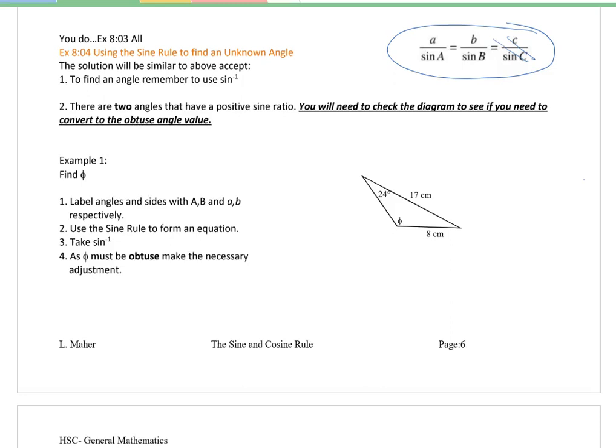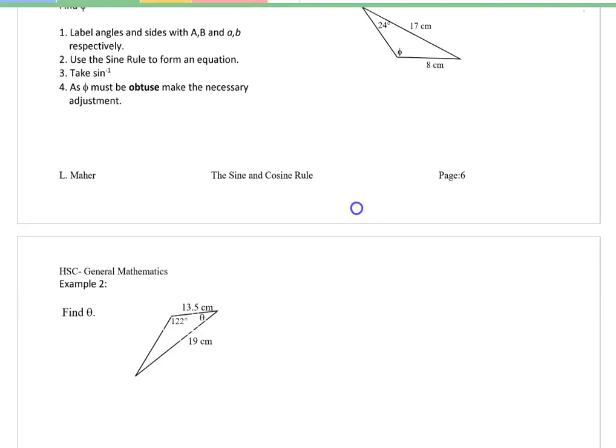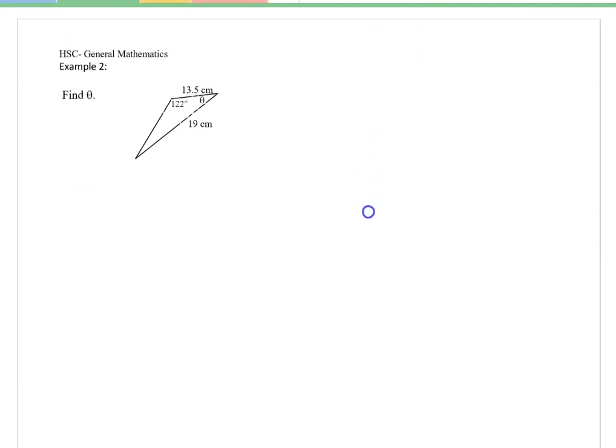In this video and in this exercise, we're going to use the sine rule, which is given on your formula sheet. We're going to use it to find an unknown angle. The solution will be very similar to finding a side, what you've just practiced in the previous exercise. However, you're going to be finding an angle. So I'm actually going to scroll down and do the second example because it's a little bit more straightforward, and come back and talk about the complication of that first one.